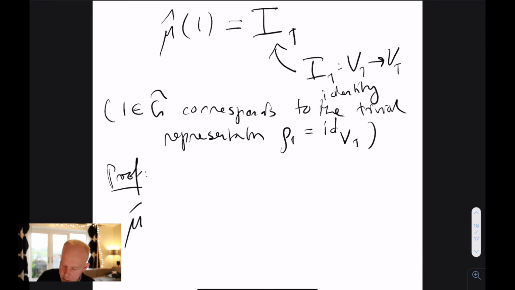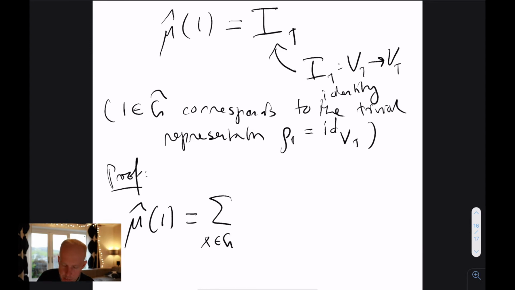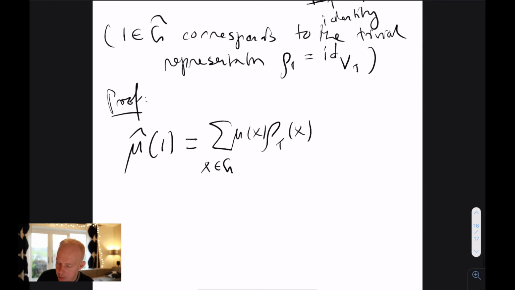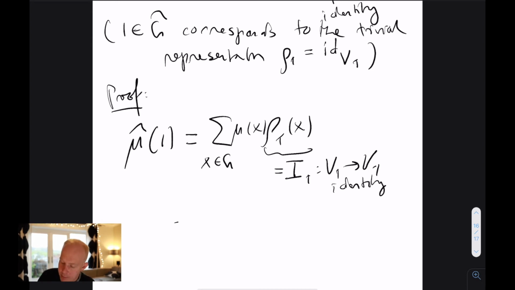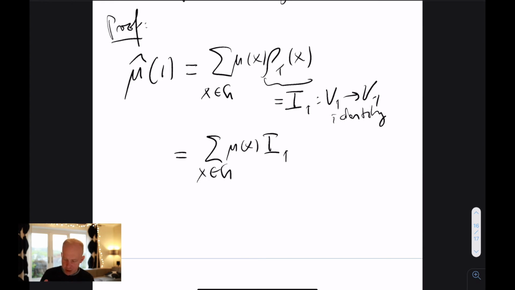If you compute the Fourier transform at 1, then by definition this is just equal to the sum of mu of x times rho 1 of x, the trivial representation. Because it's a trivial representation, this is the identity matrix I1, from V1 to V1. So this is equal to the sum over x in G of mu of x times I1. But it's a probability distribution, so this sum is just equal to 1, so this becomes 1 times I1, which is I1. So that's the proof, formally. This corresponds to the identity in the group Zp, where the Fourier transform at 0 is equal to 1. So now we have the same kind of property.